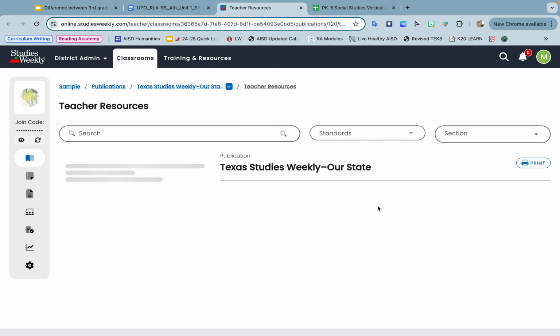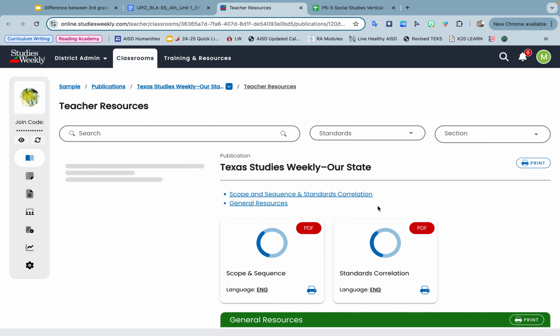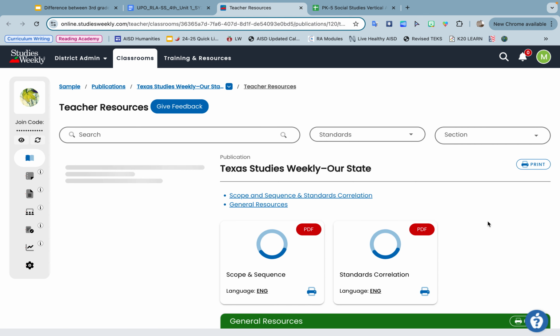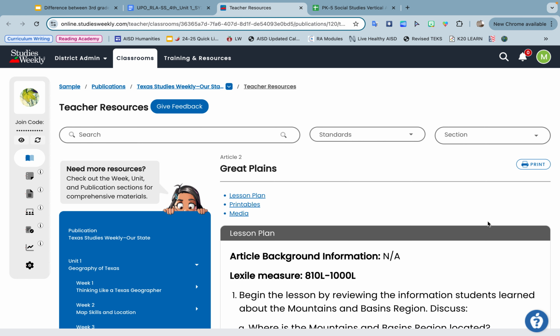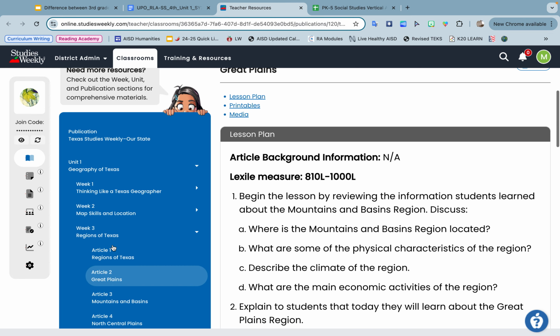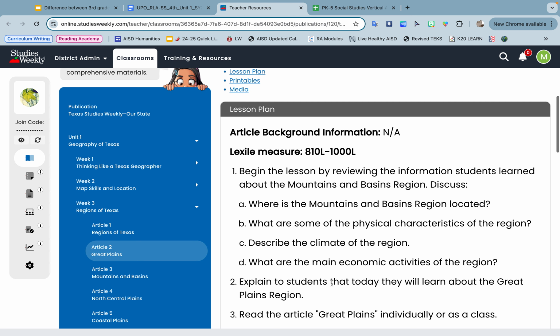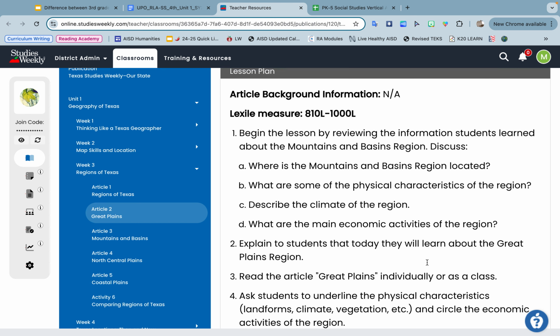First thing I'm going to see, because I already have Studies Weekly open in a different tab, is I'm seeing the teacher resource page, which is loading. And I just have to give it a moment to go to the correct week and article. So I can see that the article is the Great Plains. Here we are, week 3, Regions of Texas. And I have a lesson plan that I can follow.